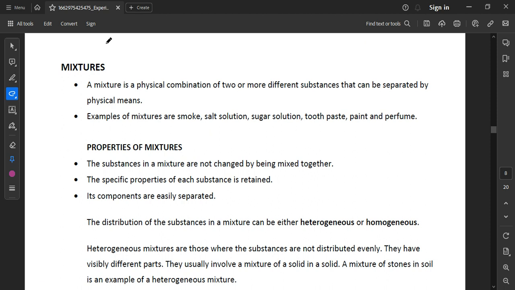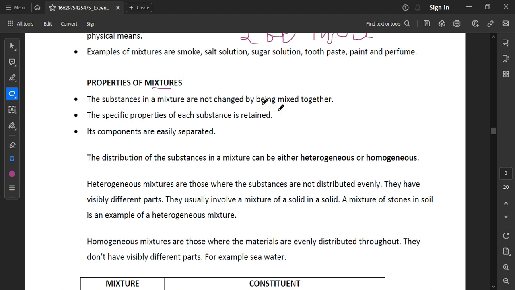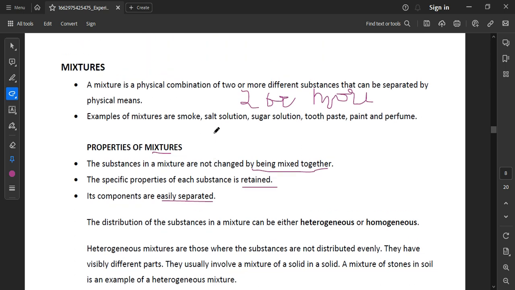Let's move on. Mixtures. A mixture is a physical combination of two or more substances that can be separated by physical means. Examples are smoke, salt solution, sugar solution, toothpaste, paints, and perfume. Properties of a mixture: the substances are not changed by being mixed together. The specific property of each substance is retained. Its components are easily separated.